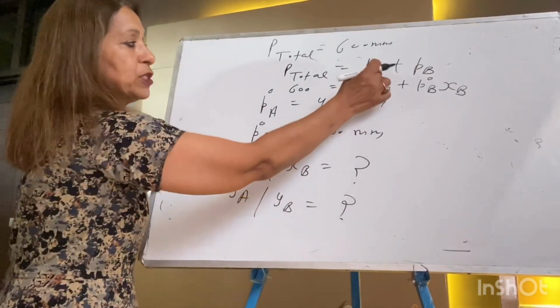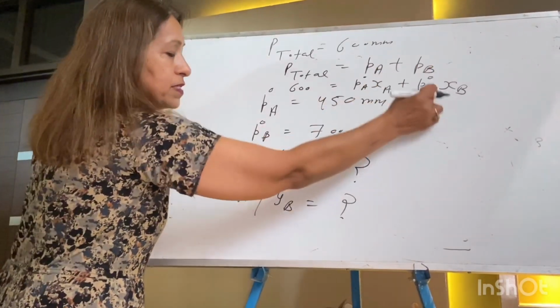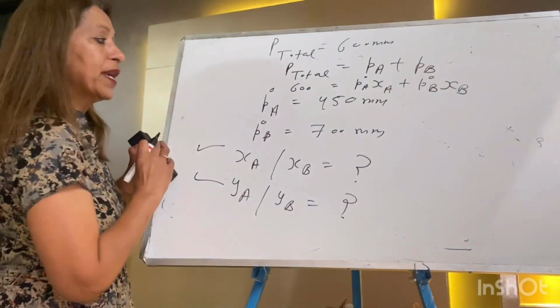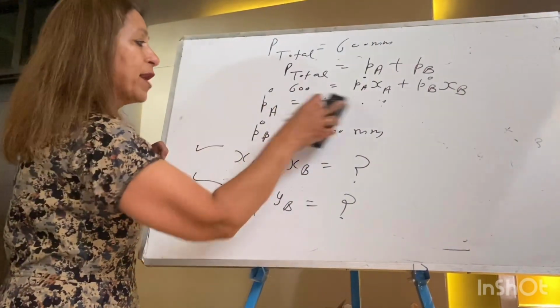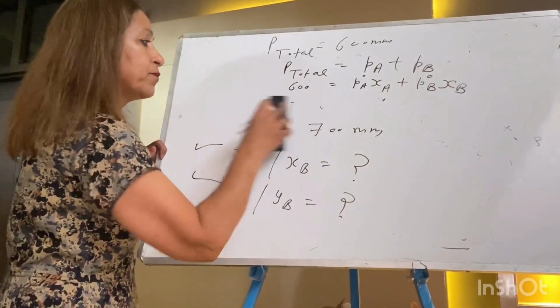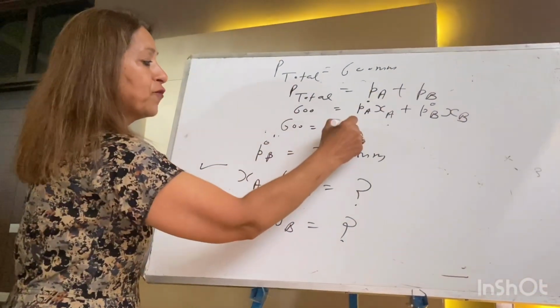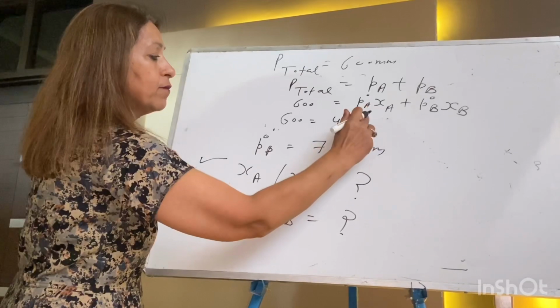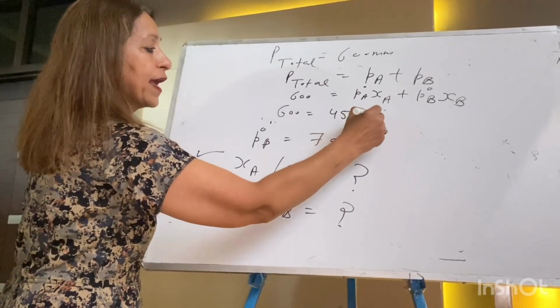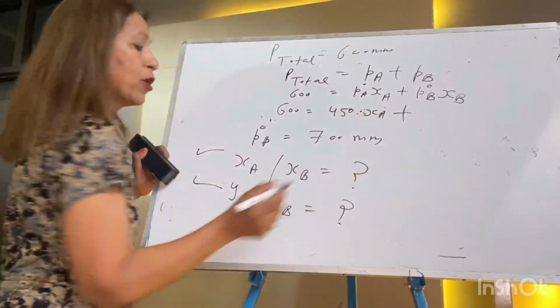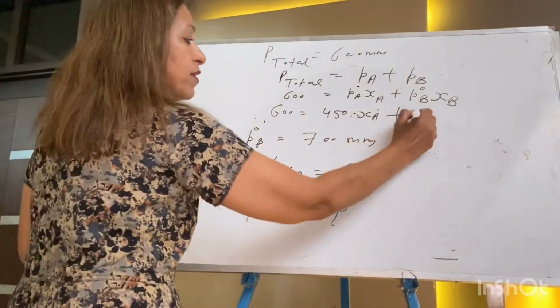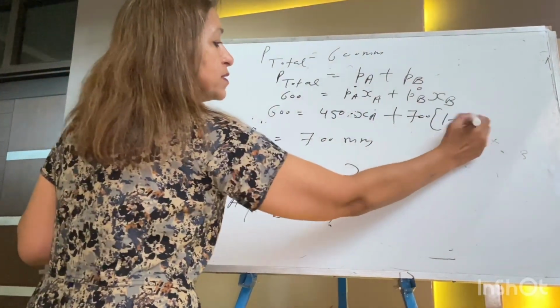So it is a literal derivation. PA is equal to P naught XA. PB is equal to P naught XB. Put your P naught A. Your P naught A is 450 mm. Put here 450. It is 600 is equal to 450 into XA plus P naught B is 700 and put here 1 minus XA.